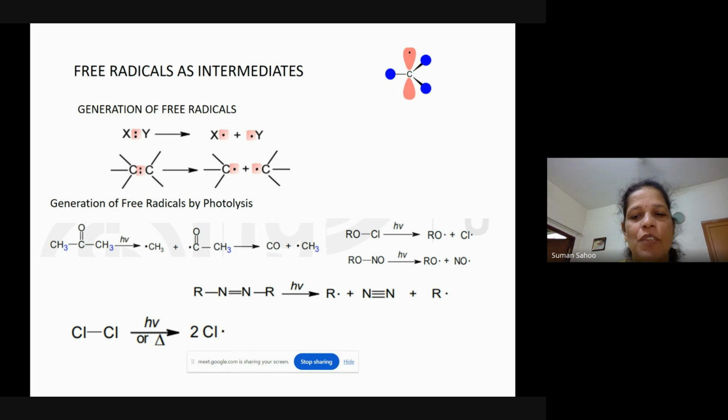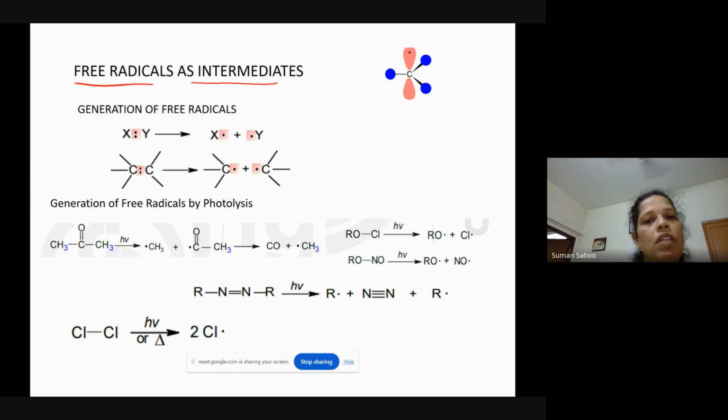Okay, no problem. So we will start today's class. Actually, reactive intermediates part 2, in which we have free radicals, carbenes, nitrenes, and arynes intermediates. So first of all, we will start with free radicals as intermediates. So how are these free radicals generated?